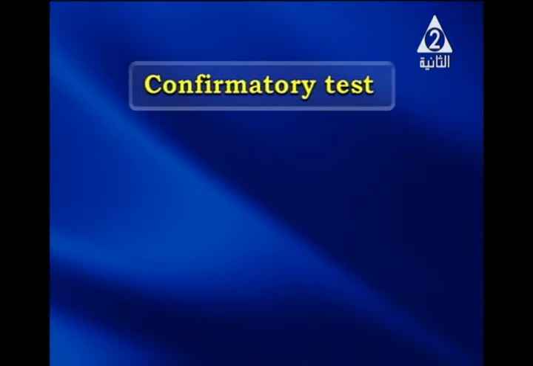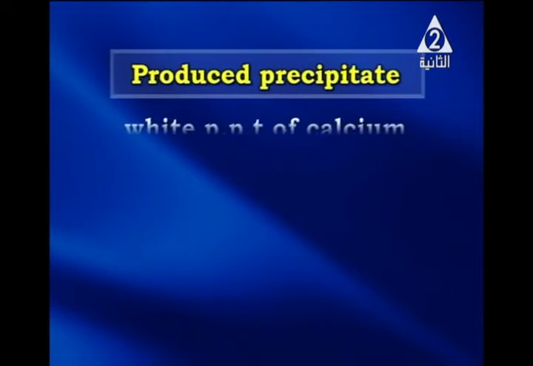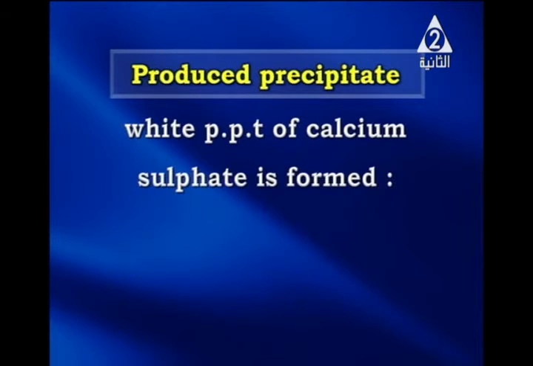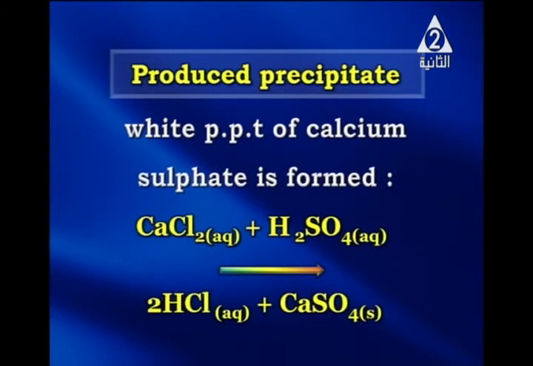Now we are going to discuss the confirmatory test. Here the salt solution plus dilute sulfuric acid gives white precipitate of calcium sulfate. As the equation proceeds on the screen, calcium chloride solution plus sulfuric acid gives hydrochloric acid and calcium sulfate white precipitate, as the animation shows.